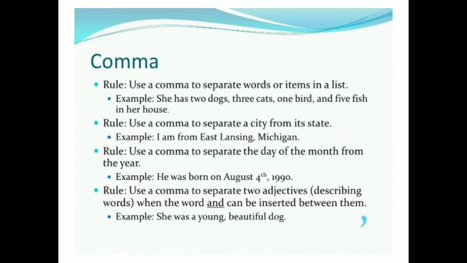Comma. Use a comma to separate words or items in a list. Example, she has 2 dogs, 3 cats, 1 bird and 5 fish in her house. Use a comma to separate a city from its state. Example, I am from East Lansing, Michigan. Use a comma to separate a day of the month from the year. Example, he was born on August 4, 1990. Use a comma to separate two adjectives describing words, that is when the word and can be inserted between them. Example, she was a young, beautiful dog.